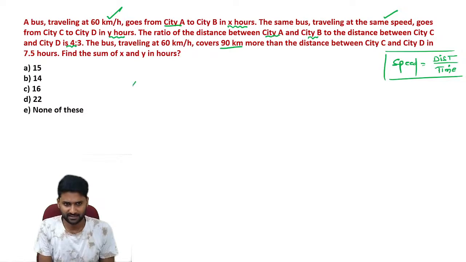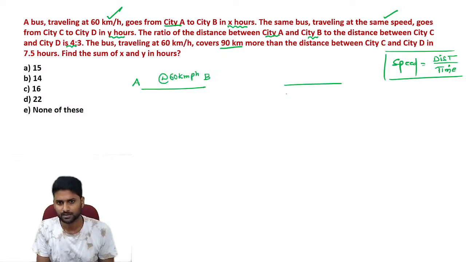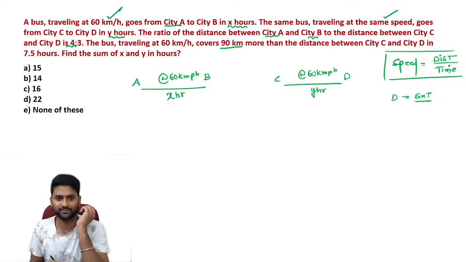Let's understand that. Let's take the cities A and B. Here the speed is 60 kilometers per hour. Let's take the other cities C and D. They mentioned the same speed, 60 kilometers per hour. A to B they covered in x hours, and C to D in y hours. You know that distance is speed into time. So we have that information.